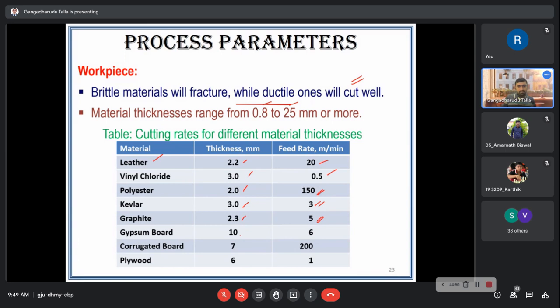Gypsum board. Gypsum, you know, is widely used outside. You can cut up to 10. Its strength is less, so the feed rate is 6. Corrugated boards, 7 to 200: 7 is the thickness, feed rate is 200. Plywood, 6 and 1. If you observe all these materials, these are low strength, soft materials in most of the cases. So for cutting these materials, these are the recommended ranges.